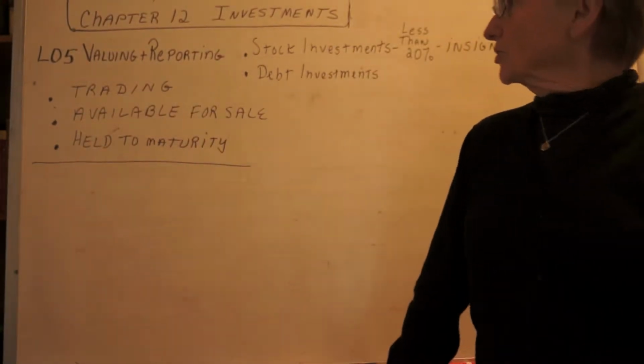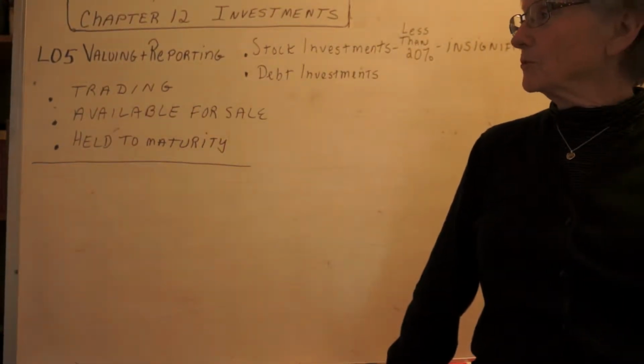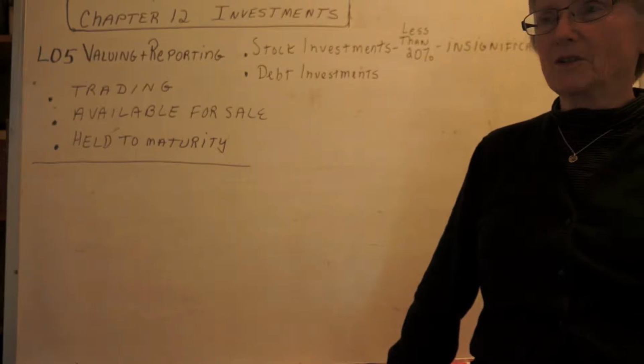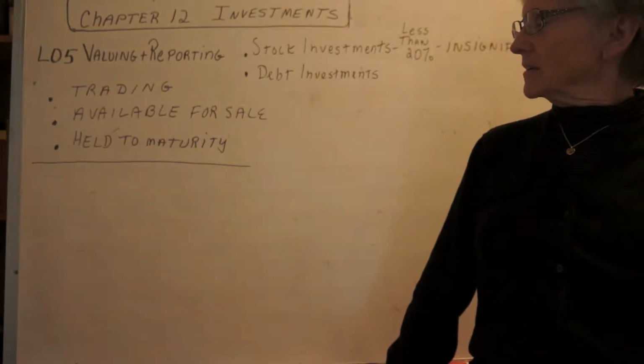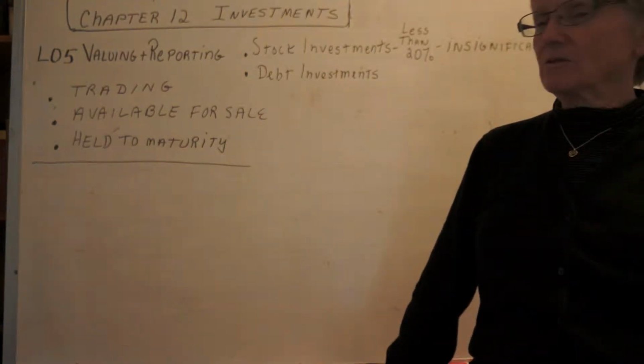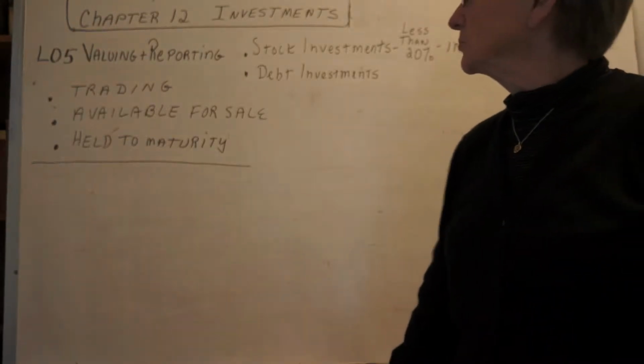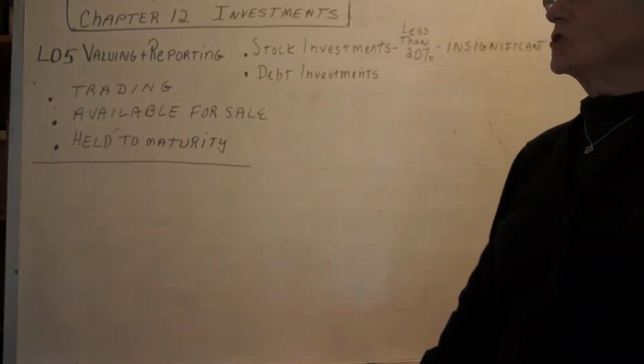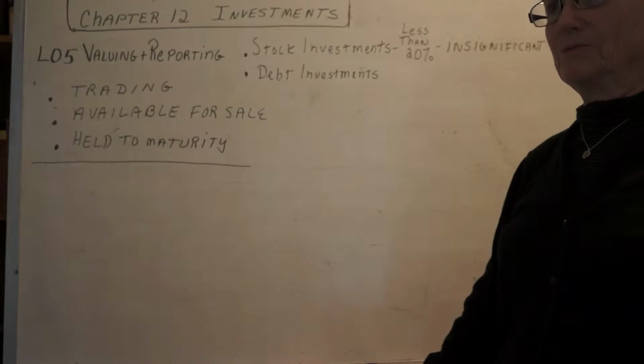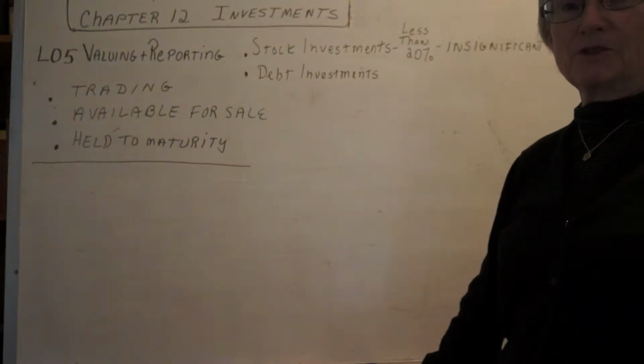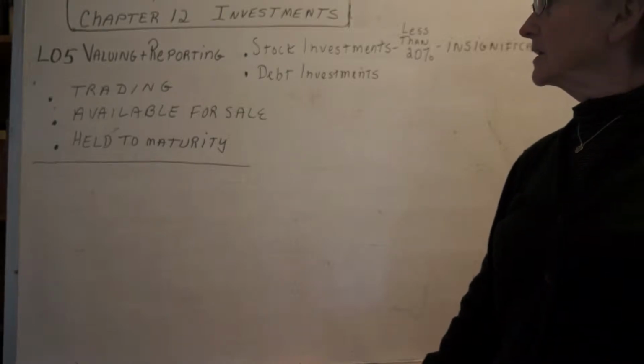So this is Learning Objective 5. We're valuing and reporting a lot of our investments. And the ones that we're going to focus on in this video will be the stock investments where we own less than 20 to 25% of the outstanding shares. So we would be using the cost method.